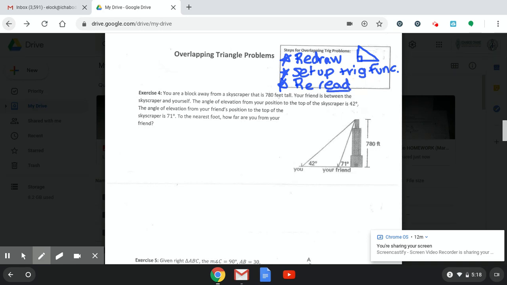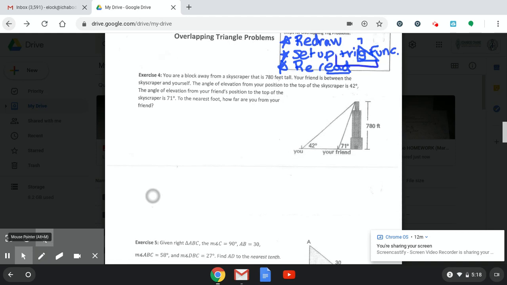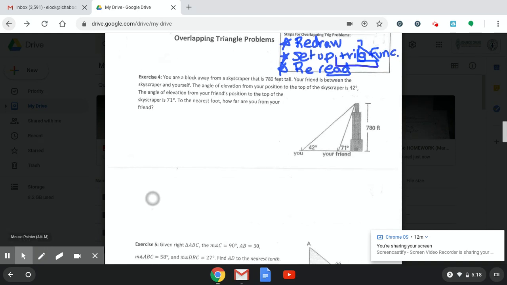So looking at exercise 4, and I know some of these questions are really silly, but just bear with us with these examples. You are a block away from a skyscraper that's 780 feet tall, so that's marked for you. Your friend is between the skyscraper and yourself. The angle of elevation from your position to the skyscraper is 42 degrees. The angle of elevation from their position is 71 degrees.